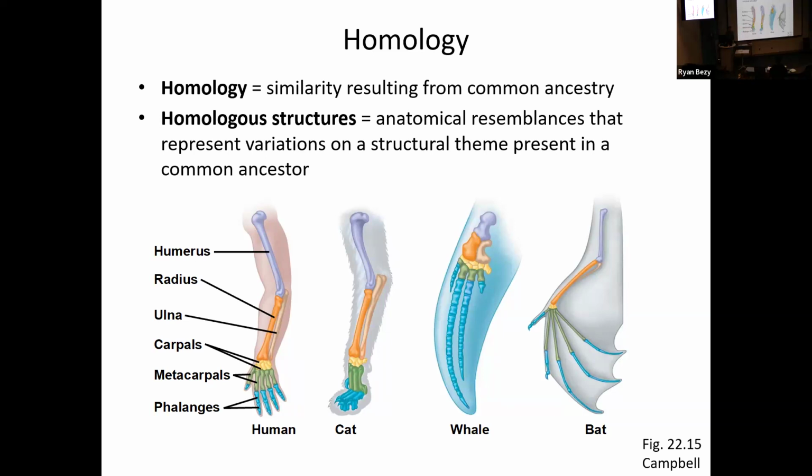An example of this would be arm structure in mammals. So humans are mammals, cats are mammals, whales are mammals, bats are mammals. Okay? And if you look at their forearms, their front limbs, they have the same bone layout. So you have a humerus marked in purple, you have a radius, ulna, you have carpals, metacarpals, and the phalanges. And you have that same structure and layout in cats. Again, humerus, radius, ulna, carpals, metacarpals, phalanges. They're in the same layout, they're just slightly modified versions of that.